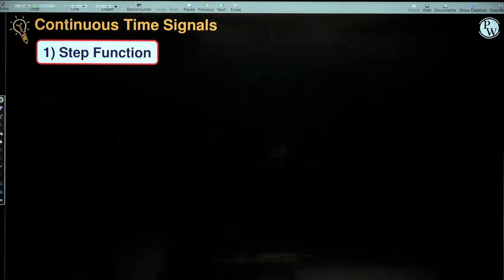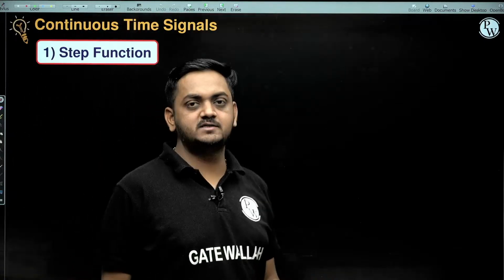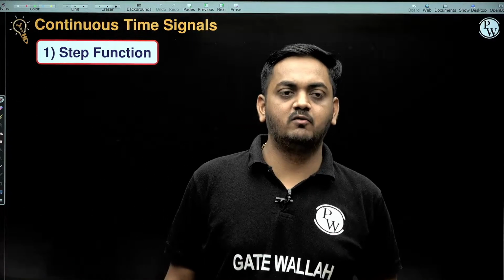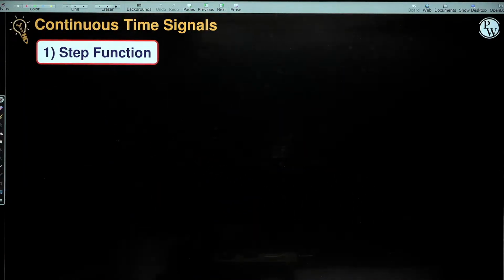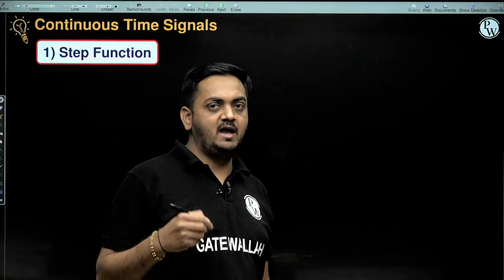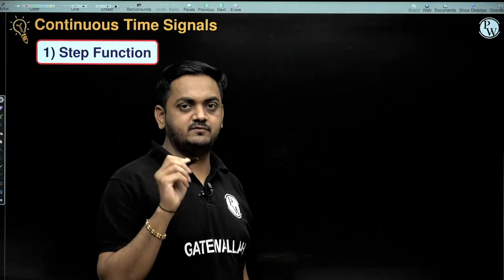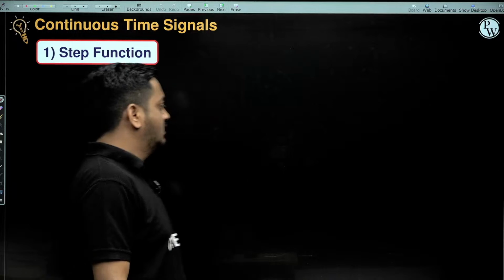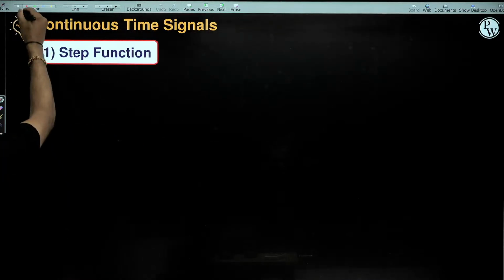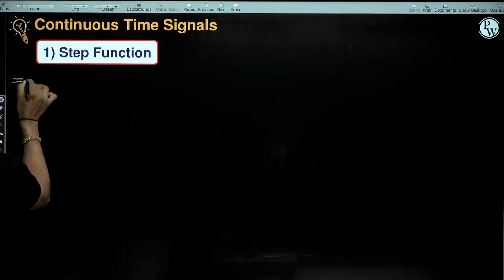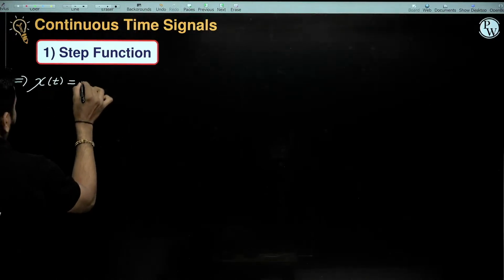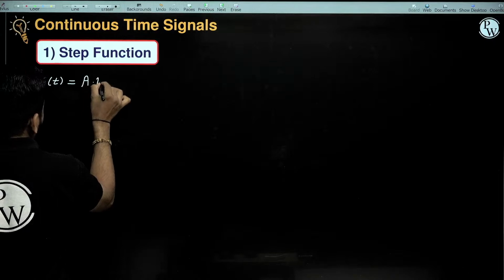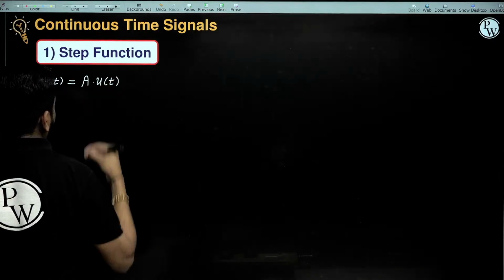Okay. So continuous time signals, guys. Number one is step function. So how to represent this step function mathematically and graphically? First we are considering all the continuous time signals, and signal number one is step function. Mathematically it is represented by x(t) is equal to A into u(t).